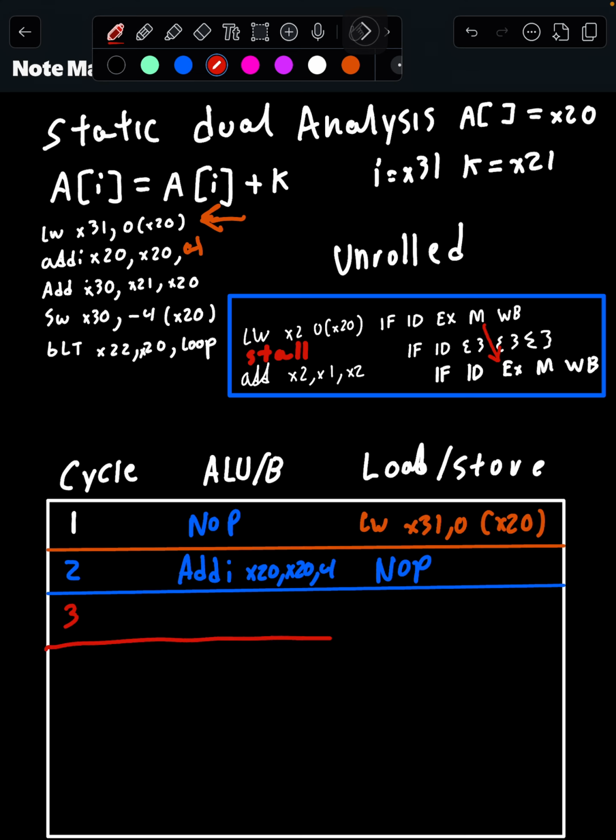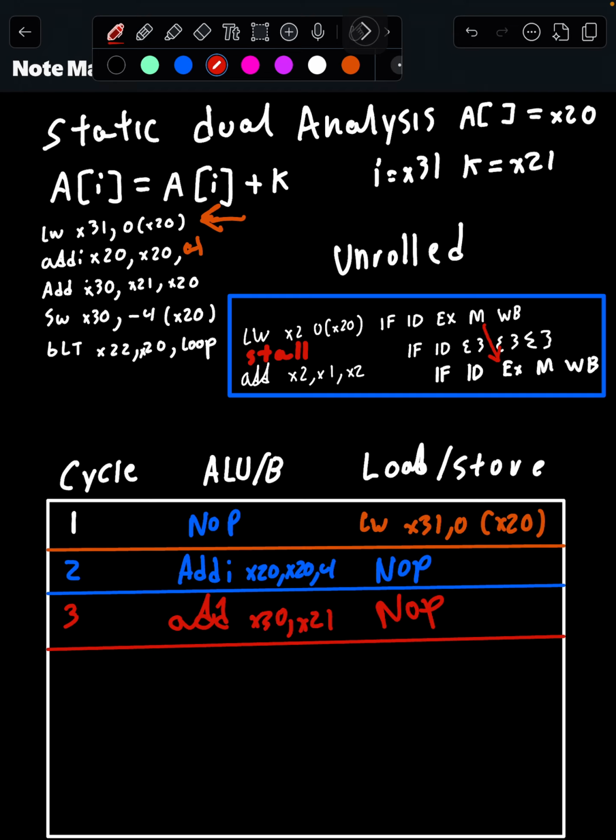Now we go to the next cycle, which would be cycle 3. Are we able to do an addition? The answer is yes. But again, we have to ask the same question, which is, do we have a load or store operation to do currently? The answer is no, so we write no operation here because we don't have one to do at this moment. And now we do addition, and do our x30, x21, x20, right? It's badly written, but it's there. So now we go to our next step.